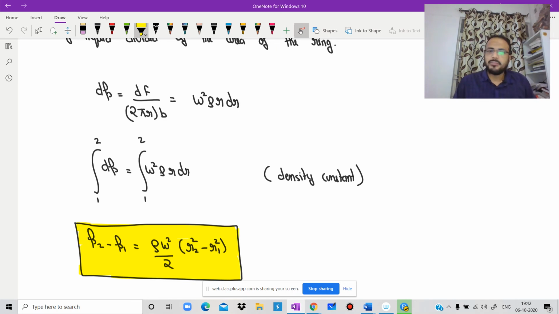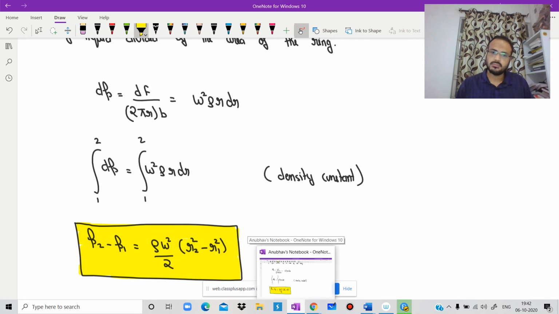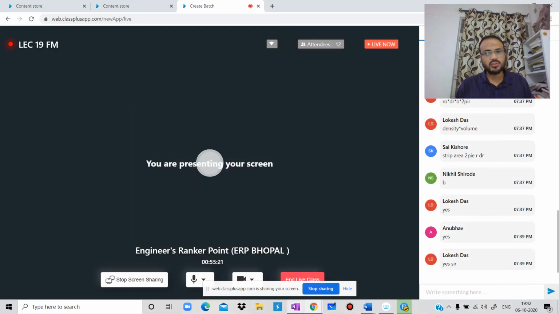The formula you mugged up, P2 minus P1 is equal to rho omega square by 2 into R2 square minus R1 square, we will get in such a manner. I hope it should be clear to each and every student.